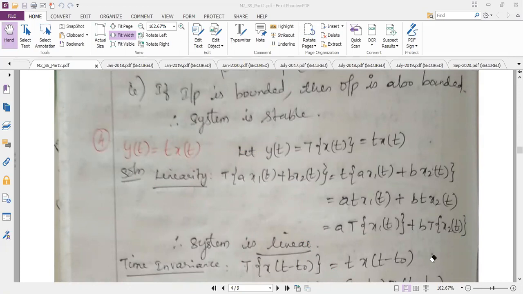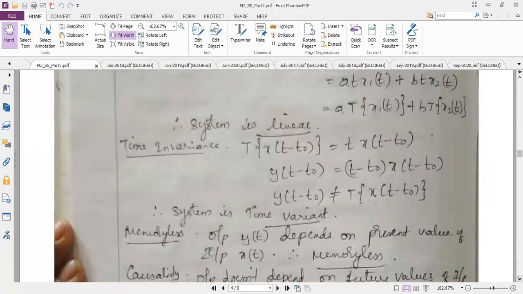But I told you to write both the words in the answer because evaluators may not know the terminologies properly. So you should write the given system is not time invariant. So it is time variant. I hope I'm not confusing you people.